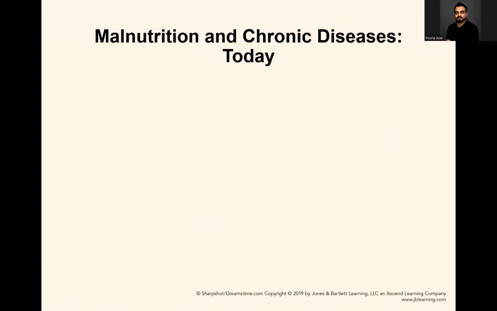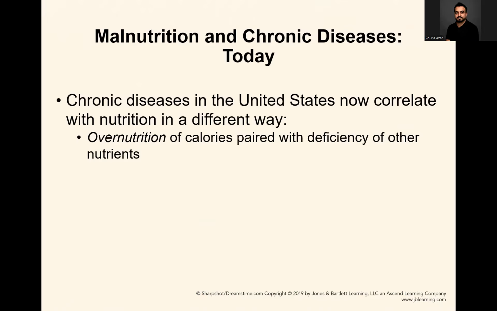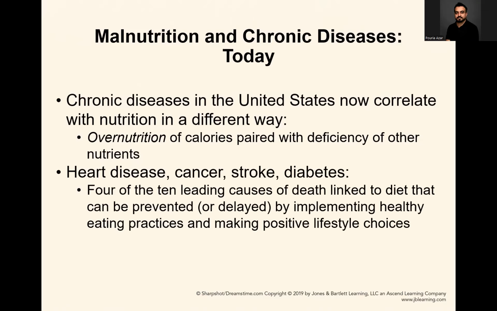But today we see other problems. We see overnutrition-related chronic diseases these days, like overweight, obesity, and its complications like hypertension, type 2 diabetes, different types of cancers, heart diseases, stroke, and so on and so forth.